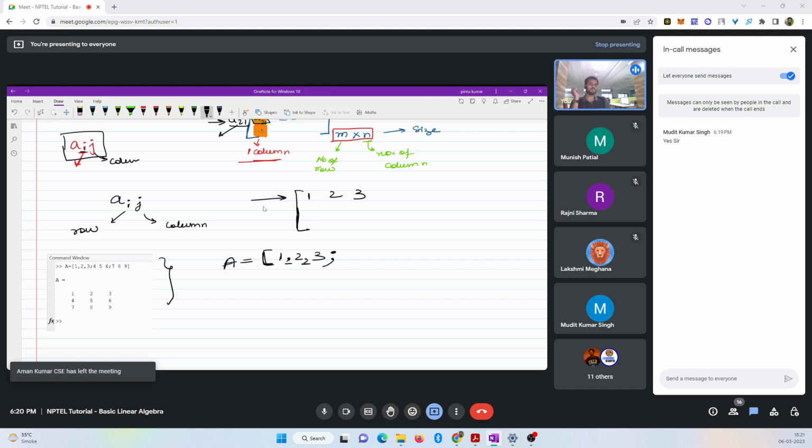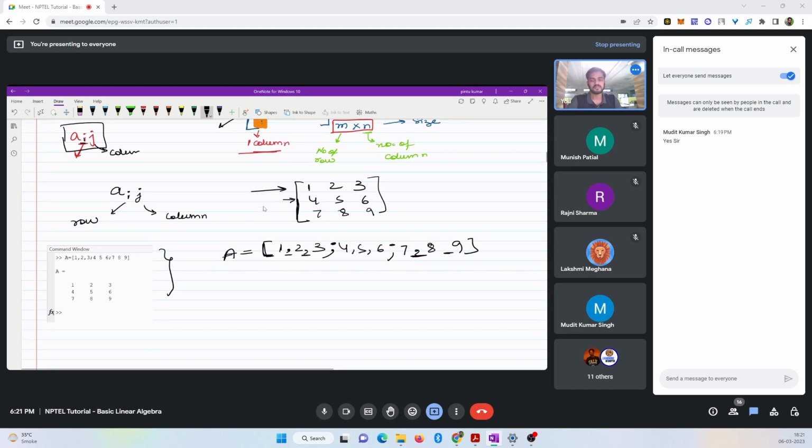Next, you can use a semicolon. The moment you use a semicolon, things go to the next row. Then you can write 4, 5, 6, and it would appear as 4, 5, 6. Again a semicolon, then if you write 7 space 8 space 9, it appears as 7, 8, 9. So you can use either a comma or a space; MATLAB understands it to be the same.